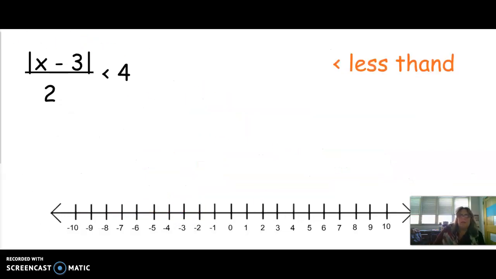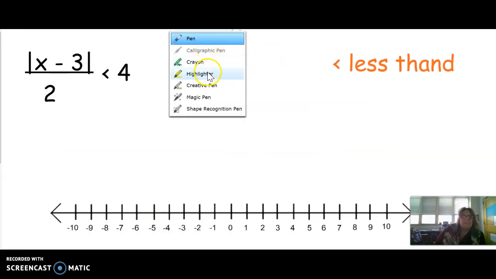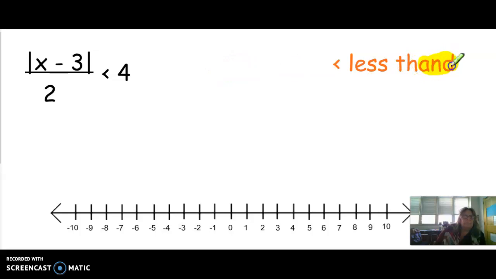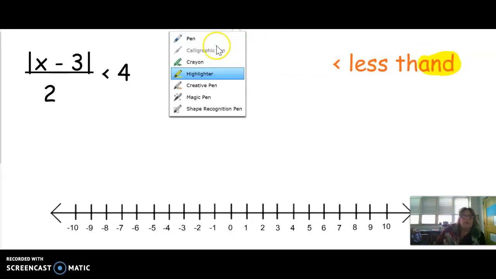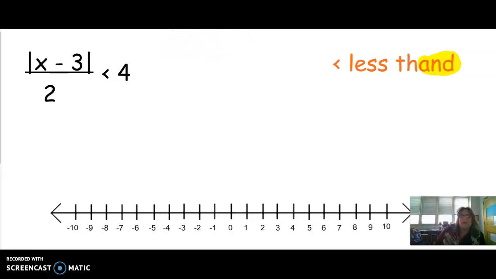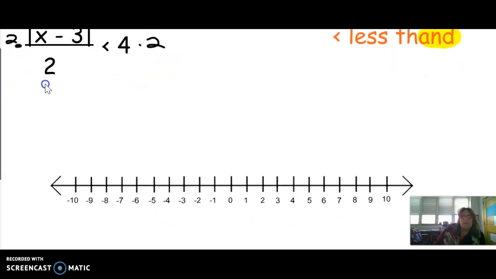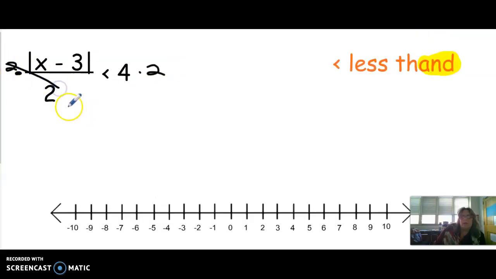So let's try another problem. Notice I have my keyword here highlighted. That's an and problem, so it should be pointing between the two of them, okay? This one is a fraction, so I'm going to try to get my absolute value sign by itself, so that means I'm going to multiply everything on both sides by 2. That will cancel. That gives me x minus 3, absolute value less than 8.